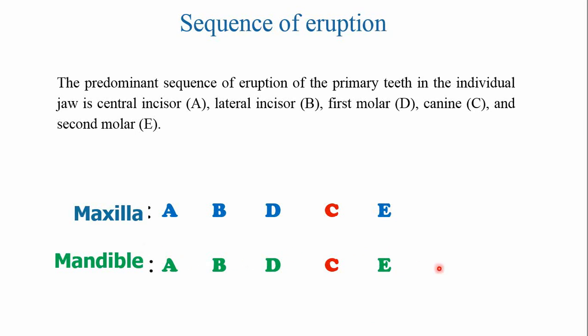Mandibular teeth usually precede the maxillary teeth in eruption. So the first tooth to erupt is the mandibular central incisor, and the last tooth to erupt, last primary tooth, is maxillary second molar.